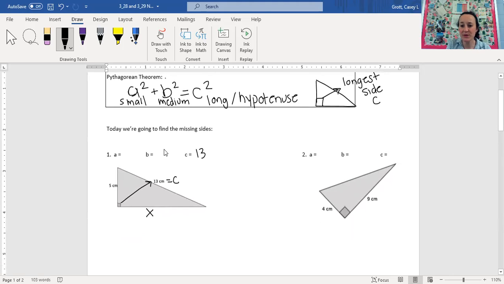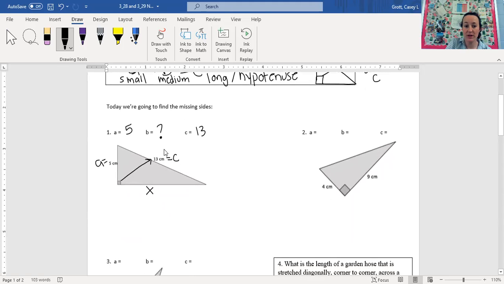Okay, as long as we know what the longest side is, it actually doesn't matter which one's A, which one's B. But if we look at this picture, this one looks like it's smaller. Okay, you can use some logic here. So this is going to be A. B is what I don't know. That's what we're going to try to solve for using this formula.